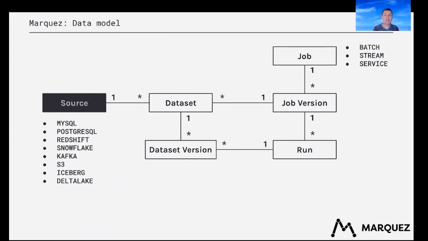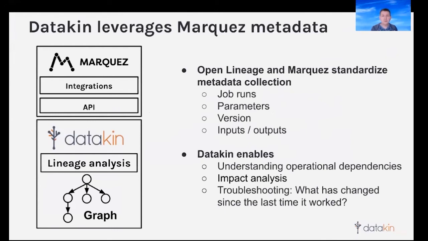That way you can go back and look at when the job has run, what had changed compared to the previous run of the job, right? Is it the same definition of the code? Can we correlate the change in the job definition with the change in the dataset? And then what Datakin builds on top of that is deeper analysis, leveraging this metadata to better understand operational dependencies, do impact analysis, and do troubleshooting: what has changed since the last time this worked.